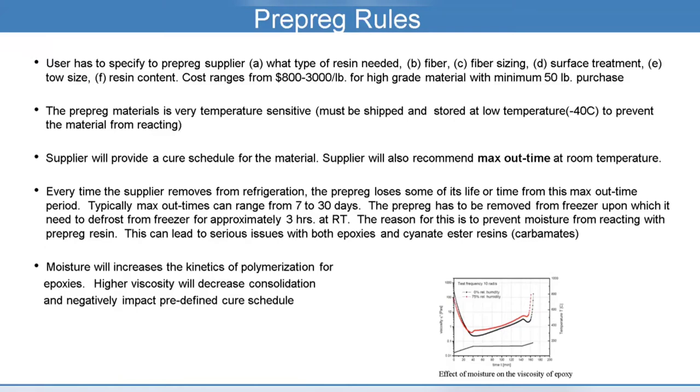And the reason for taking that step is that you don't want moisture reacting with the prepreg resin. And why are you going to have moisture? Because you have condensation. If you take something that's really, really cold and you heat it up, it's going to have condensation. So it's better for things to defrost at room temperature, and then you can take over. The reason for this is to prevent moisture from reacting with the prepreg resin. Like I said, this can lead to serious issues with both epoxies and cyanate ester resins, and it needs to be considered in your application. So make sure you're not making an error in that arena.